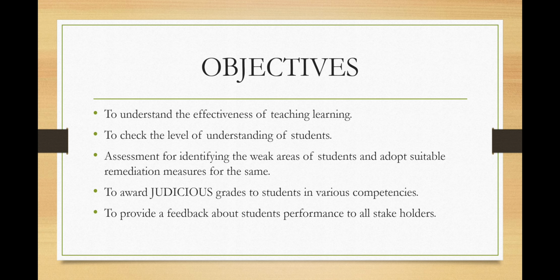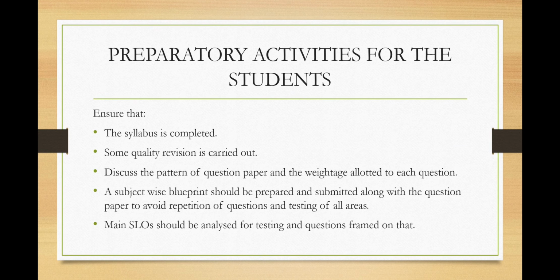To award judicious grades to students in various competencies. By judicious, I mean fair marking, a marking that truly reflects the ability of the students, and to provide feedback about students' performance to all the stakeholders. We know who the stakeholders are: number one, the students; number two, the parents; number three, the teachers; number four, the school administration. So, if this final assessment paper is designed carefully and all the technical aspects are taken care of, it will provide a very clear feedback to all the stakeholders that are involved in a student's education.